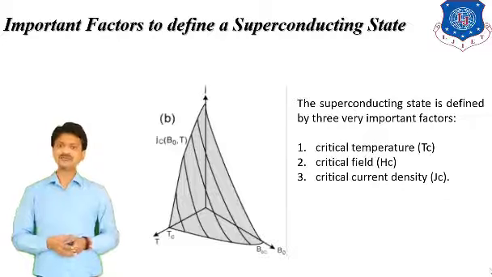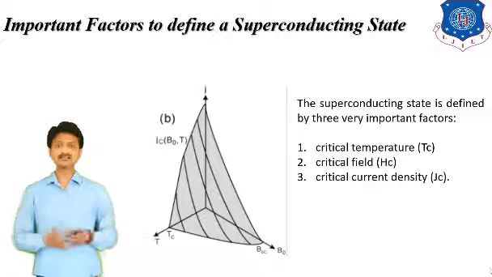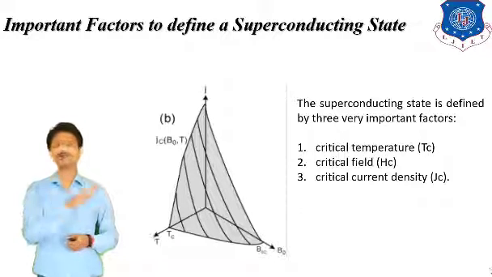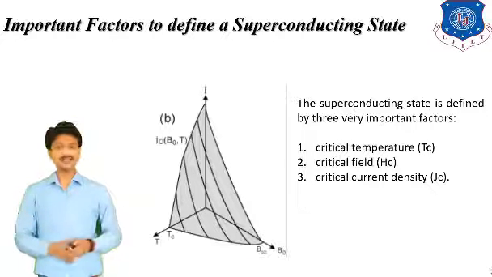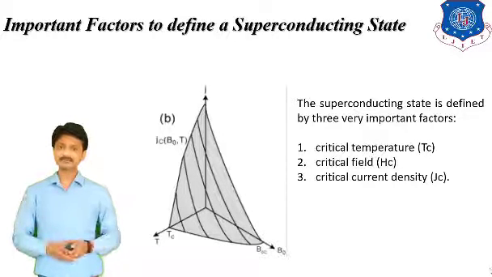So the highest values for Hc and Jc occur at 0 Kelvin, while the highest value for critical temperature occurs when capital H and capital J are 0. It means we can say that the highest value of critical temperature occurs when the magnetic field and the critical current density become 0. So that's it for today's session.